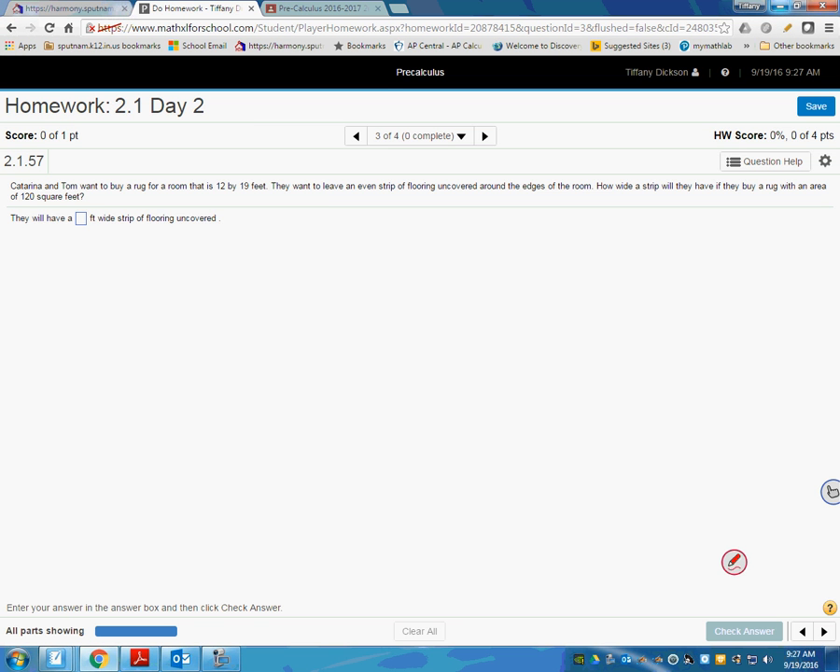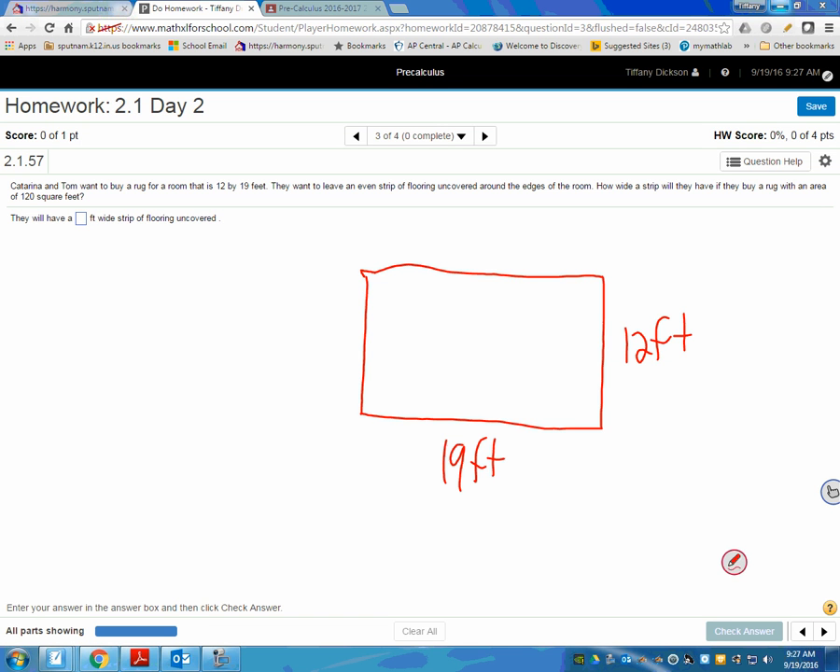Katerina and Tom want to buy a rug for a room that is 12 by 19 feet. Careful, we're going to say this is 19 feet. This is 12 feet. They want to leave an even strip of flooring uncovered around the edges of the room. How wide a strip will they have if they buy a rug with an area?